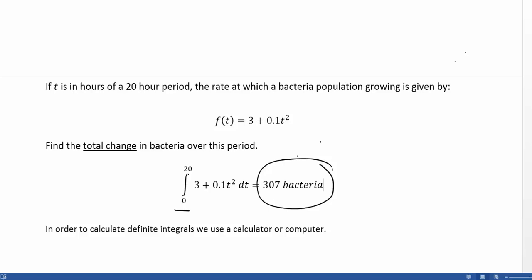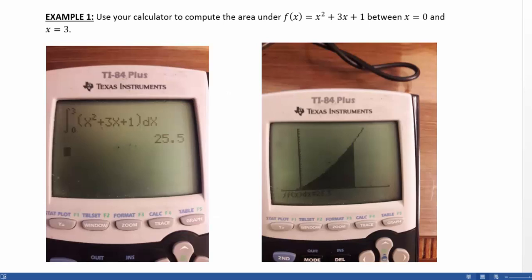So let's look at some examples, and I want you to practice plugging in these functions into your calculator and using the integral context in order to calculate the following things. Example 1. Use your calculator to compute the area under f of x equals x squared plus 3x plus 1 between 0 and 3. You can see on my calculator on the left the syntax that I use on my TI-84 to compute this area.